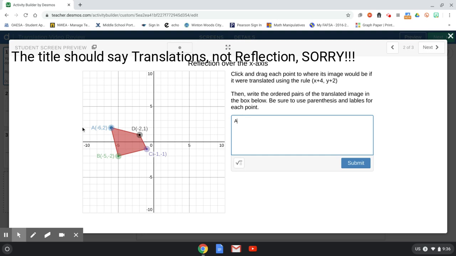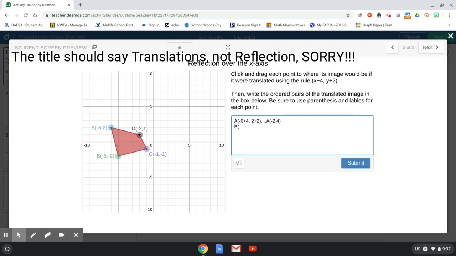So A, as you can see, it's already telling me what ordered pair A is sitting at. A is sitting at negative 6, 2. Well, the rule says I'm going to take the x value and I'm going to add 4. So that's like this, negative 6 plus 4. Then I'm going to take the y value and add 2. Well, the y value is a 2. I'm going to add 2. So that becomes the ordered pair of negative 6 plus 4 is negative 2. 2 plus 2 is 4. So this is the new point I'm going to graph.